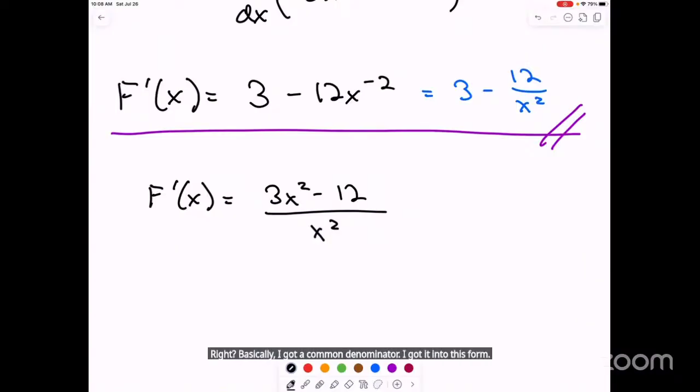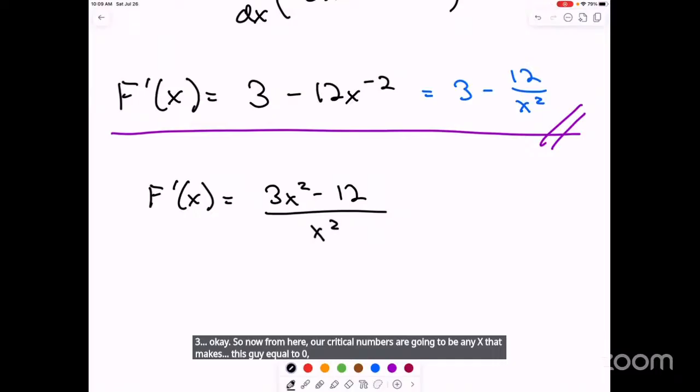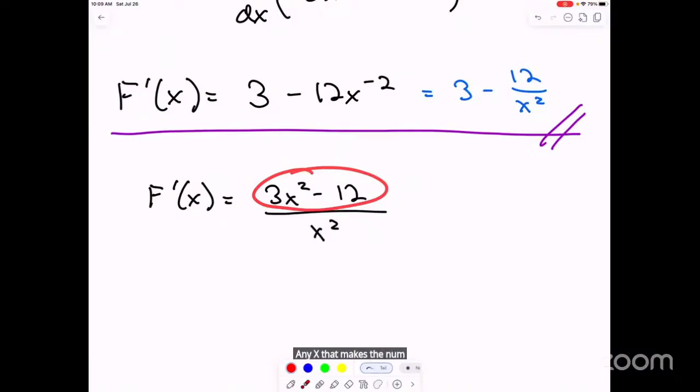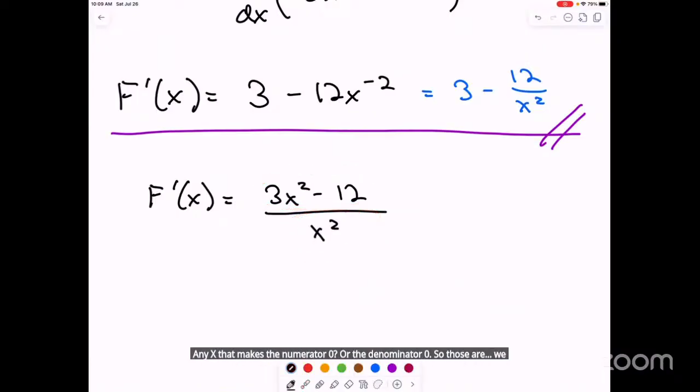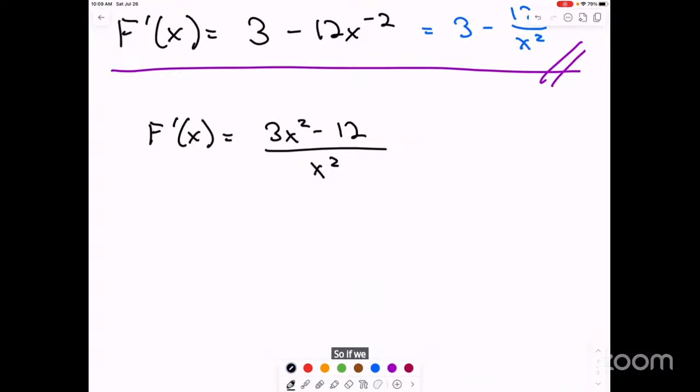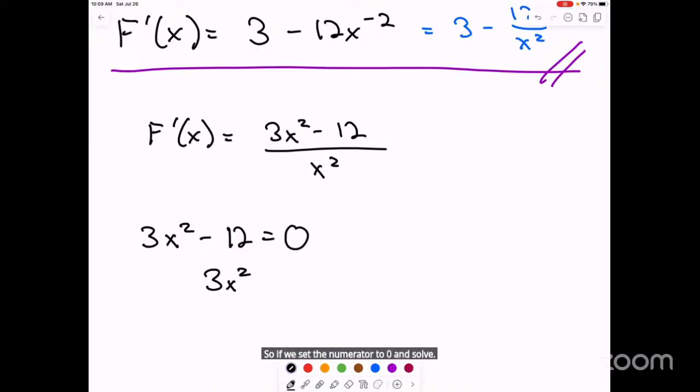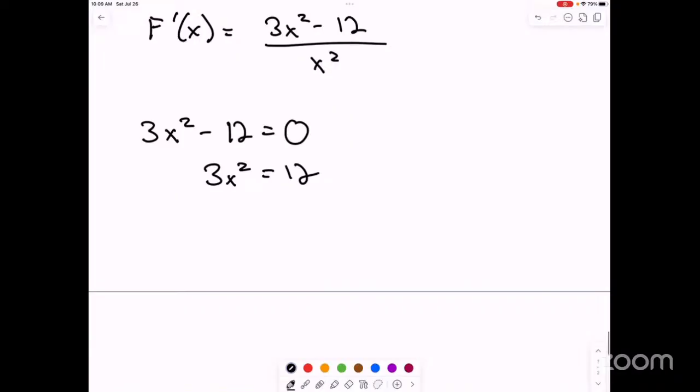So now from here, our critical numbers are going to be any x that makes this guy equal to 0, or it makes this undefined. In other words, any x that makes the numerator 0 or the denominator 0. So we got to basically do multiple cases, right? If we set the numerator to 0 and solve, then x equals, what is that, plus or minus 2.